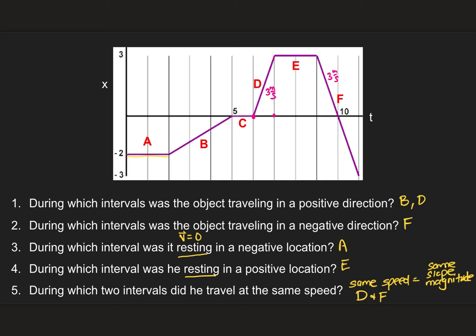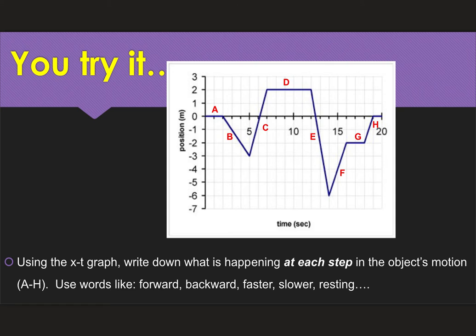Okay, now you try this one. I want you to stop the video here so that you can see the graph. And I want you to describe everything that is happening at each step here. So you might say, at A, we're sitting still. At B, we're traveling in this direction at this speed, okay? Go ahead and give me everything you can tell me about this object's motion at each interval in time. And when you're all done, come on back and we'll go through it together.